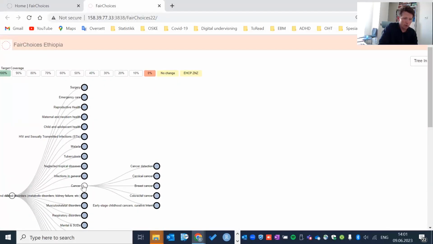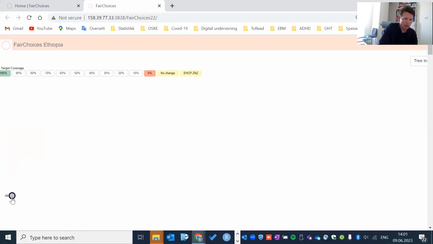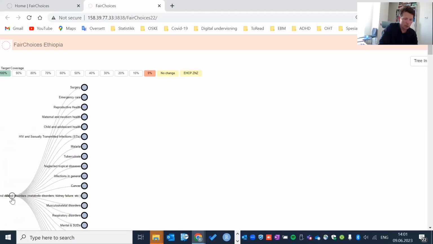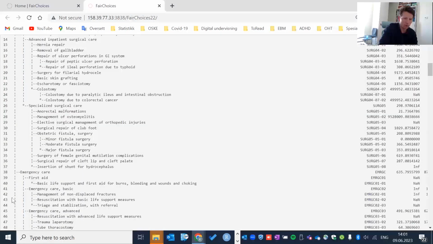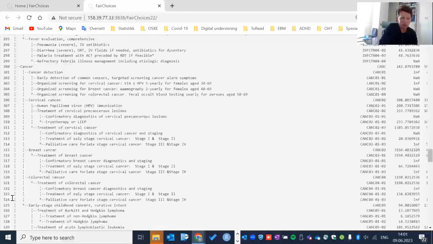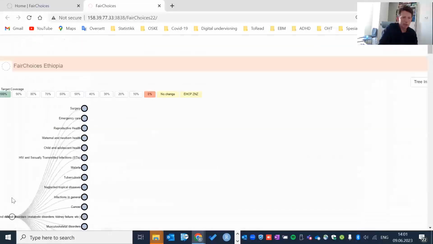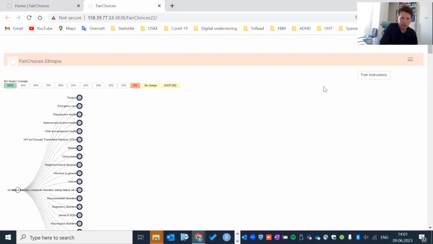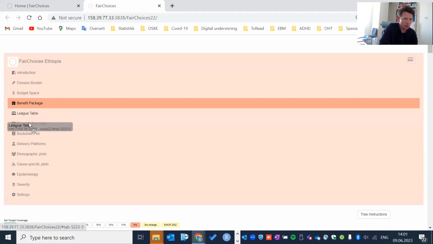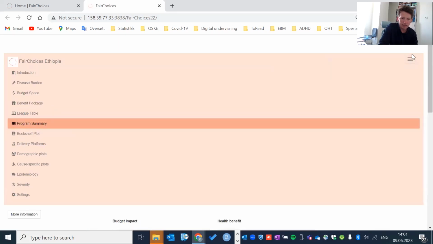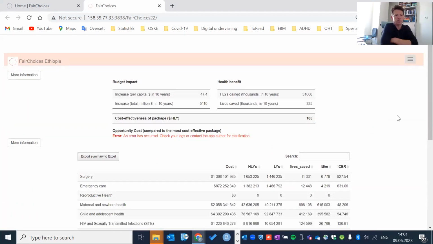So in order to go back, you can close this, but then if you want to analyze the impact of scaling up all interventions, you have to just close the whole tree and open it again, and you will then be placed at the foot of the tree, and you can see all the interventions in the table, and you could set target coverage to 100%. And we can then go back to the program summary and see what would be the consequences of giving priority to all services.